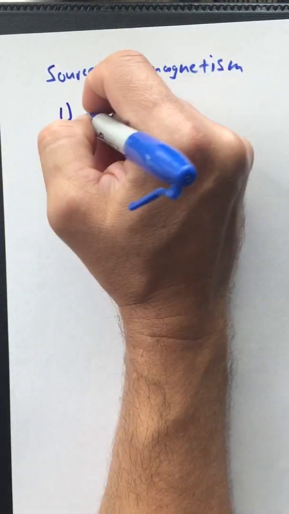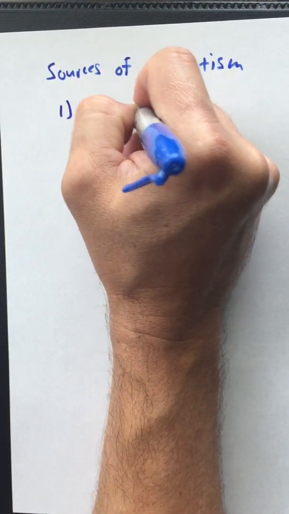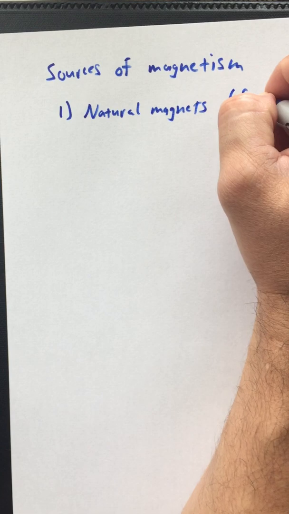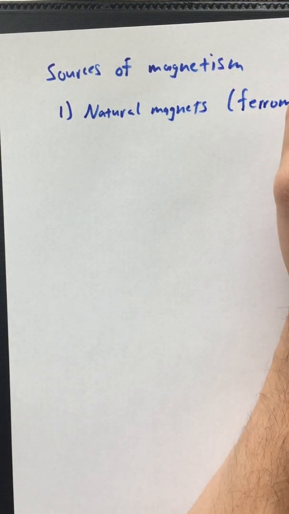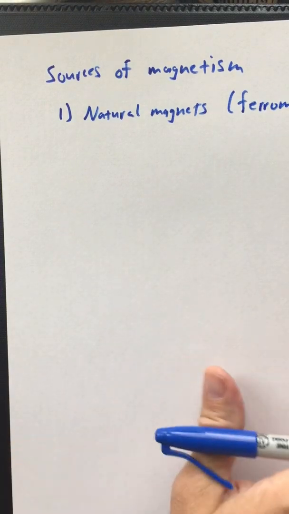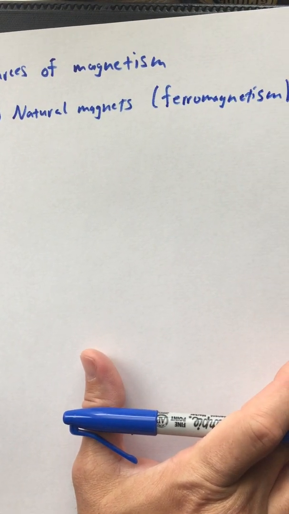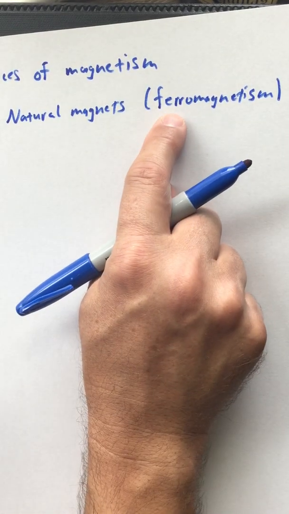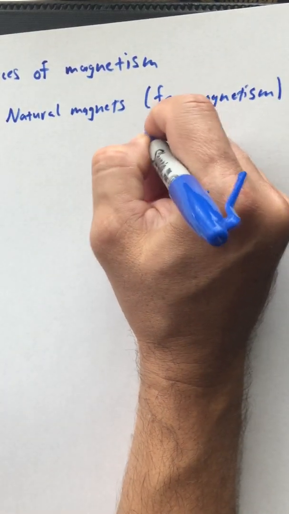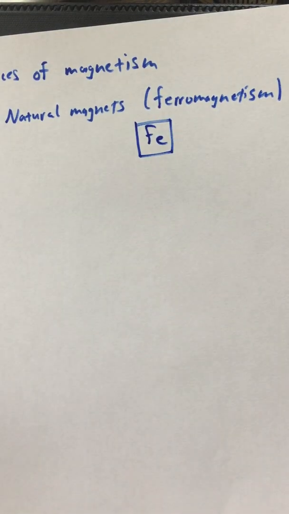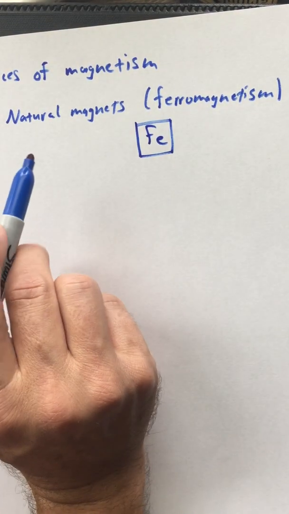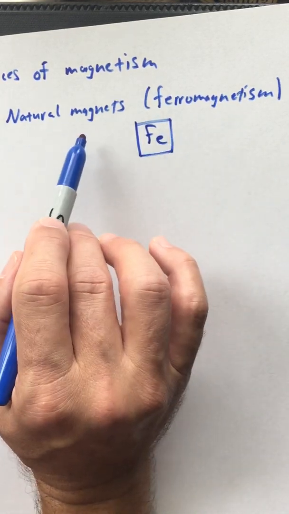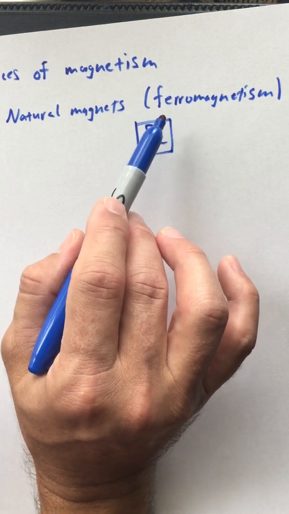Well, we have what we call natural magnets. And I'm going to put in parentheses ferromagnetism. Ferro, you might recognize this word ferro if you know a little bit of Latin as having the root for the Latin word of iron. We normally see this in the periodic table where the symbol for iron is Fe. Ferromagnetism. Now, natural magnets, it's a magnet you could pull out of the ground. Not every natural magnet, as far as I know, is made of iron, but many of them are.